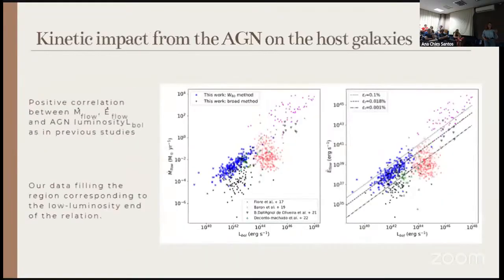We also compute the kinematic impact of this AGN on the host galaxies through the mass outflow rate and kinetic power. You can see in this work, the black points in the blue region correspond to the low luminous end of the well-known relation here.